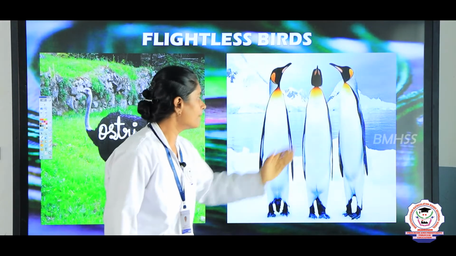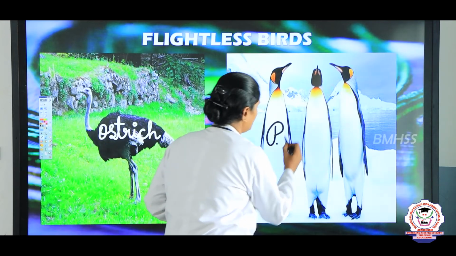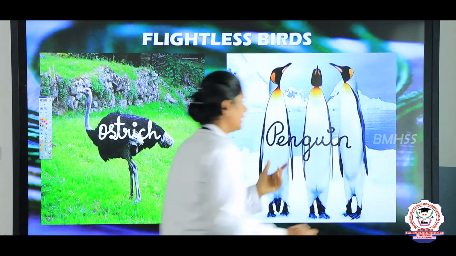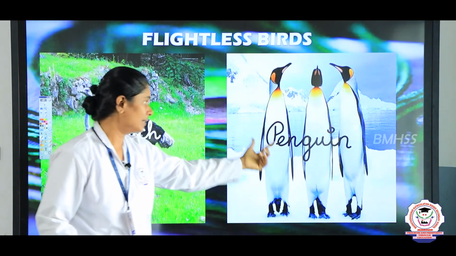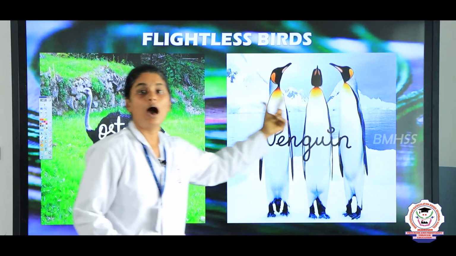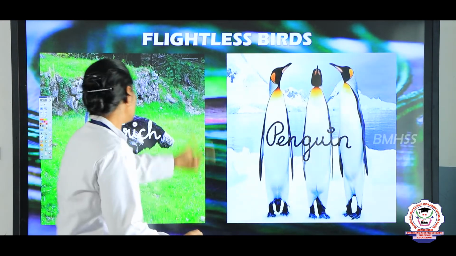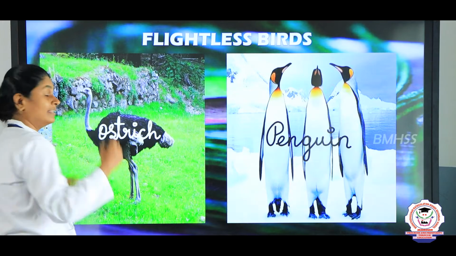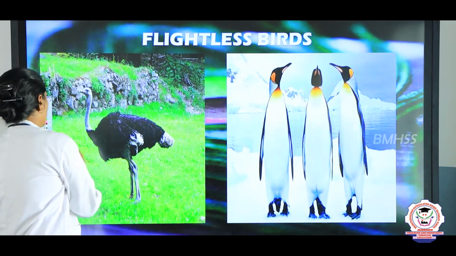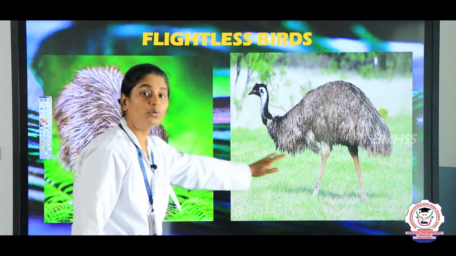And the next one is penguin. P-E-N-G-U-I-N. Penguin. Penguin is also a bird that will not fly. So mostly we can see penguins in the Arctic region. So these birds are flightless birds, and there are some more flightless birds also. Let's see what they are.